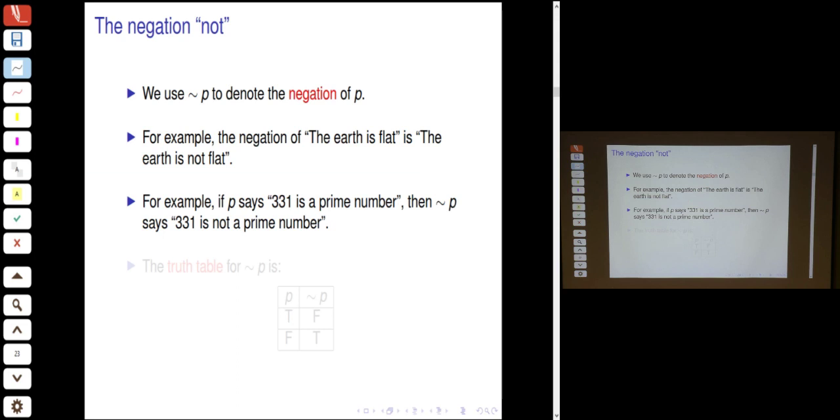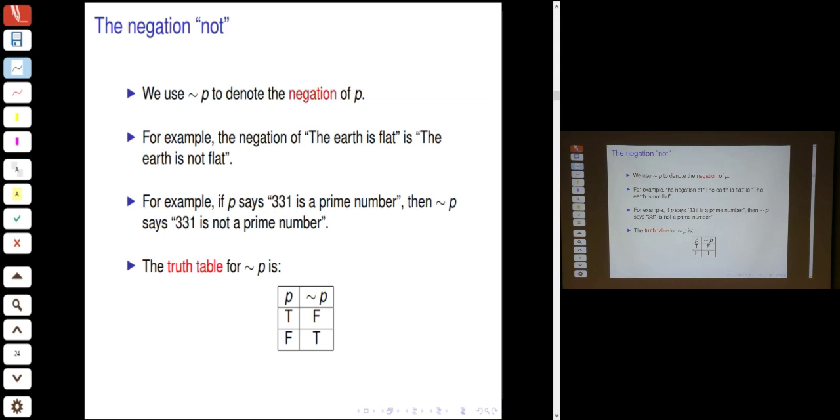So if P says this number, 331, is a prime number, then the negation, not P, says this number, 331, is not a prime number. It's just adding a not. Right? Now the impact on truth is just to flip the truth, right?